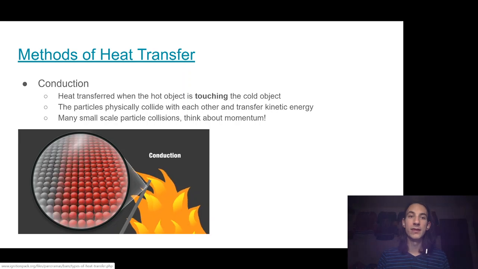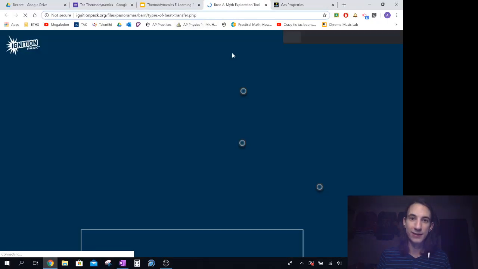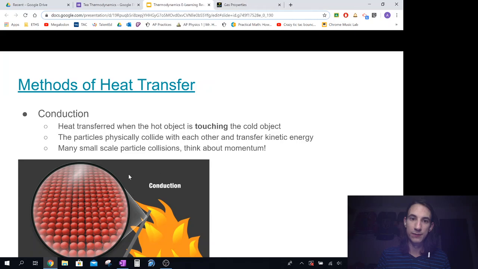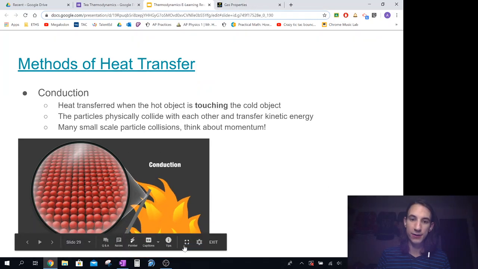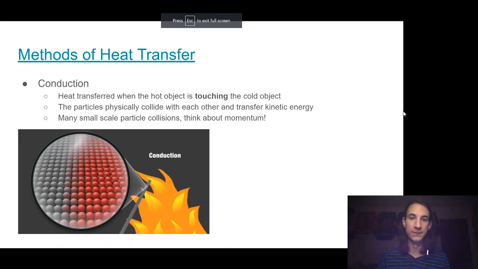One of these methods, and I really like this, I found this website, we don't have to really look at it, but it's just nice little images that I took and put in here. Here's one, based on, hey, you're at a campout, toasting a marshmallow, what's going on with that?